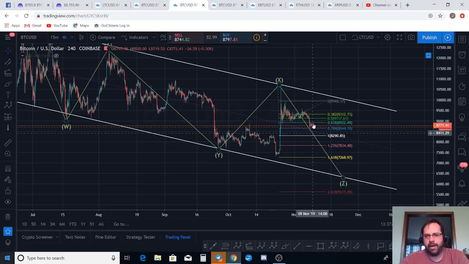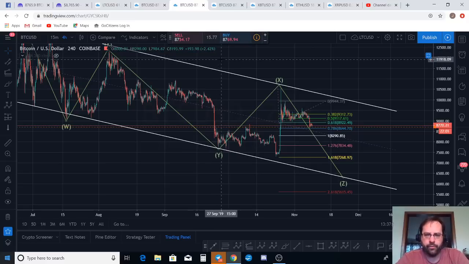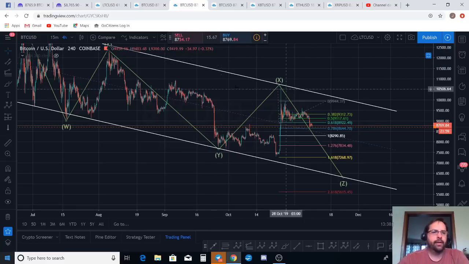So I'm thinking we're possibly done here, but maybe not. So I want to talk to you about a trade idea or trade setup that could be setting up, depending on if my interpretation of this wave is correct. So let me take you into the smaller time frame to show you why I'm thinking what I'm thinking.